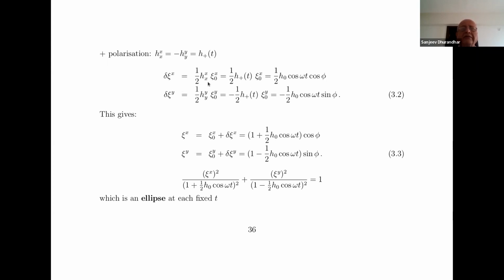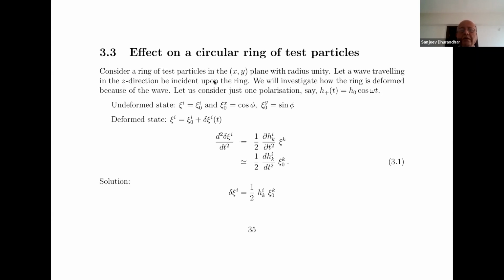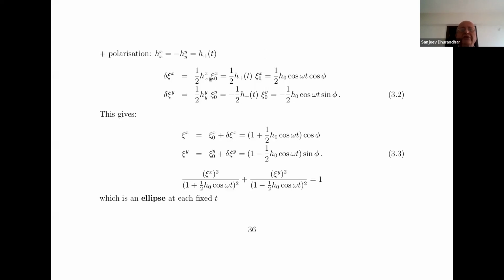So delta xi x is half h xx xi x 0, half h plus xi x 0. So this delta xi x is x here, and there's only x component here. Okay. So there was a sum over here, over k, so only x will occur here. So h xx is just h plus t. Xi x 0 is half h naught cos omega t cos phi. Well, delta xi y is half h yy xi y 0, which is minus half, as you can see from here, h plus t xi y 0, which is minus half h naught cos omega t sin phi.